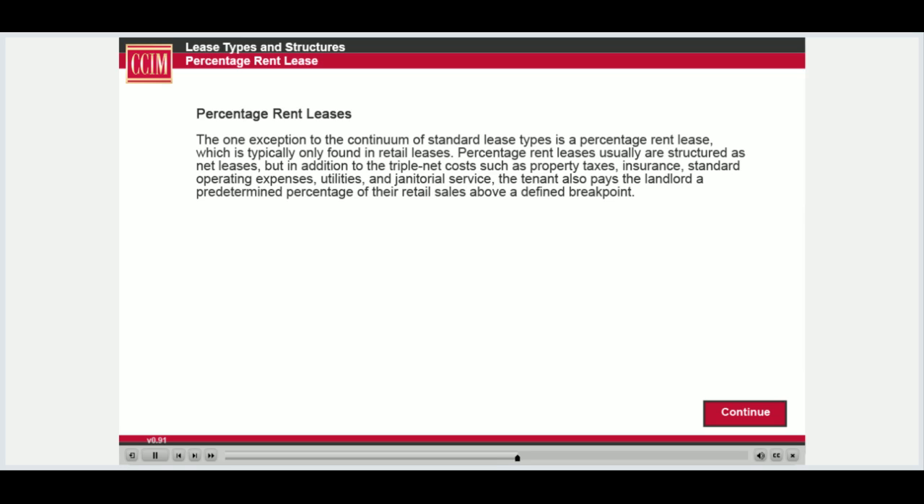Note that regardless of the lease structure, the user ultimately pays operating expenses either as part of their base rent or in addition.